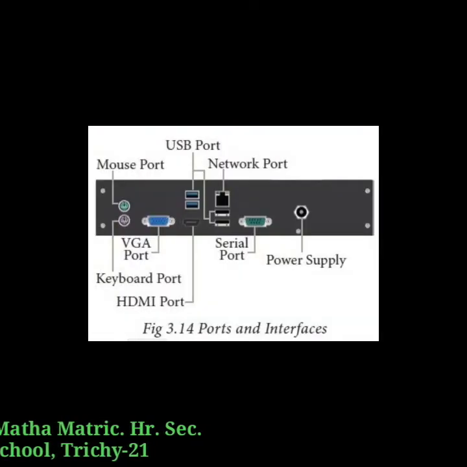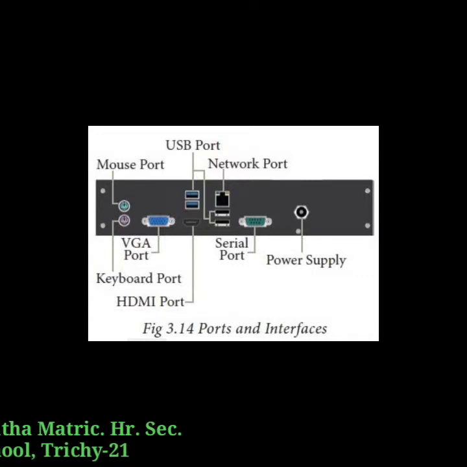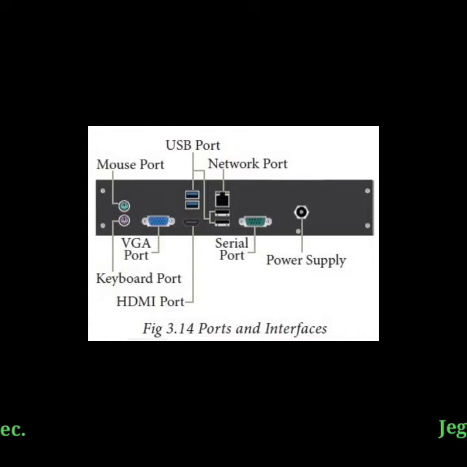Ports and interfaces. The motherboard of a computer has many I/O sockets, that is input output sockets, that are connected to the ports and interfaces found on the rear side of a computer. So the external devices can be connected to the ports and interfaces. The various types of ports are given below. This is the example diagram for ports and interface. Now the first one is a serial port.